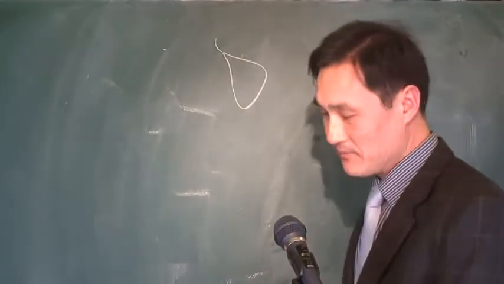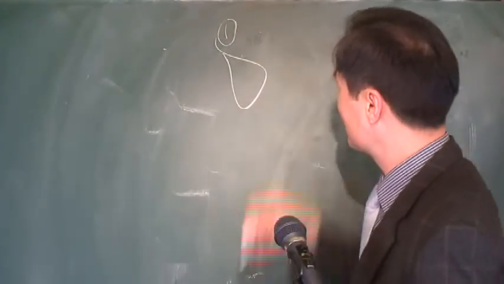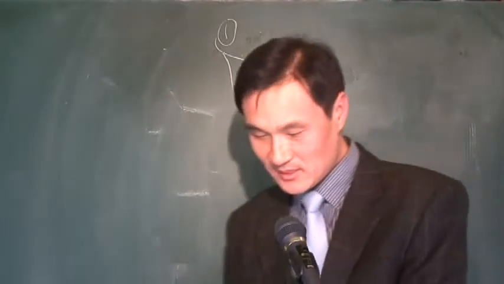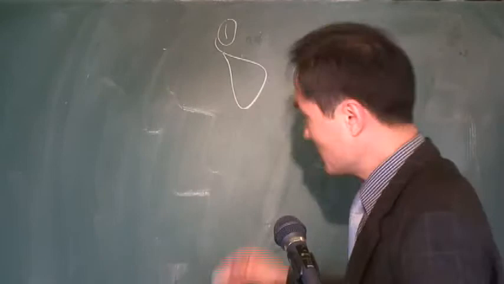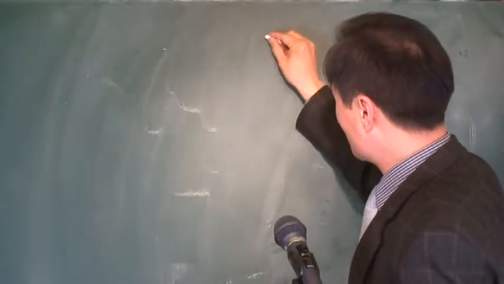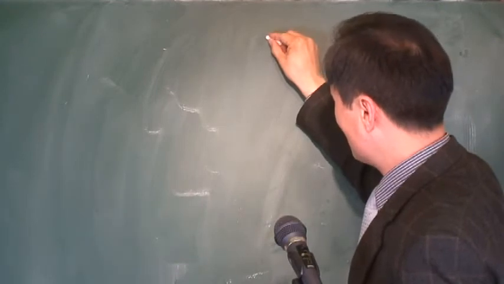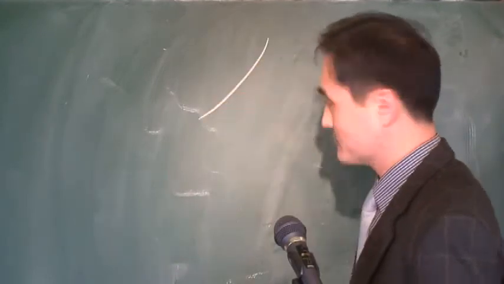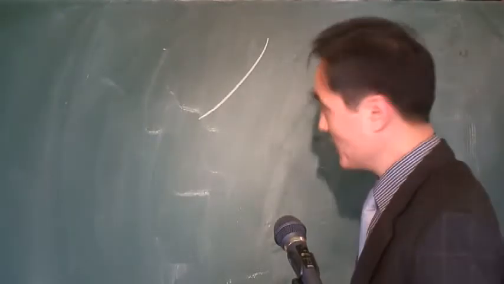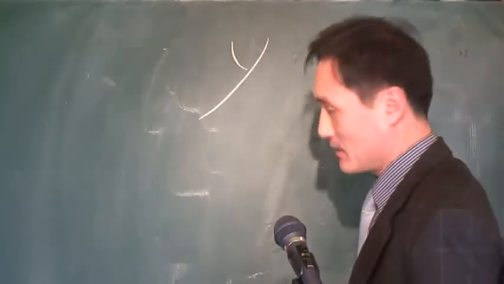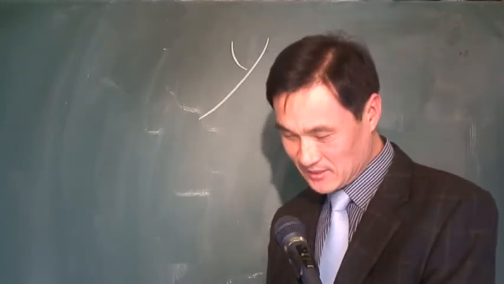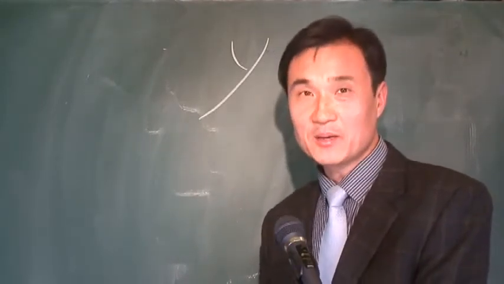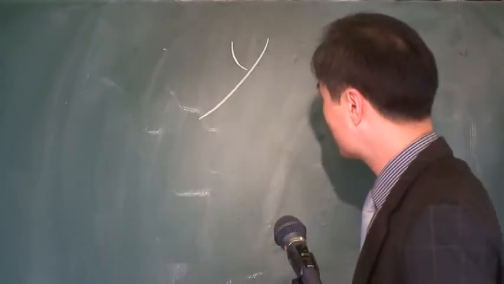Next, samek. Samek is also written in one stroke. Next, ayin. First, draw a diagonal line from right to left. Next, draw a small stroke here. Please follow along. Ayin.